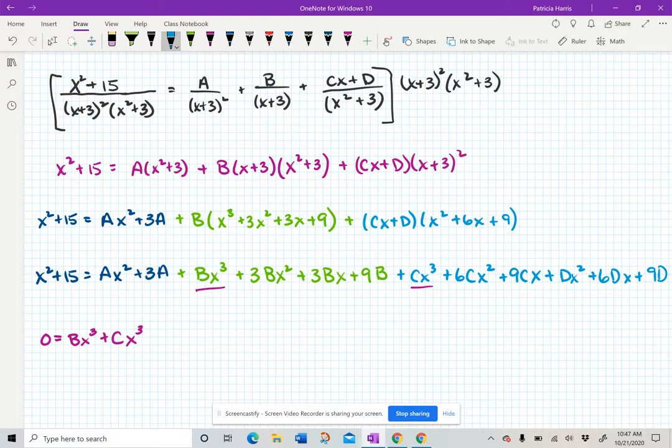All right. Let's match up the squares. I have Ax squared, 3Bx squared, 6Cx squared, and oh wow, Dx squared. And that matches up with 1x squared over here. Got to make sure you get them all.